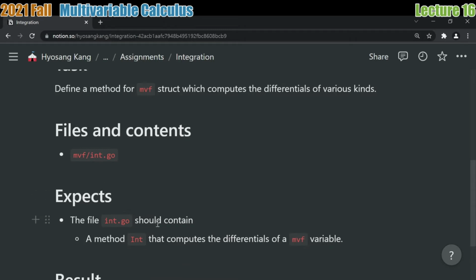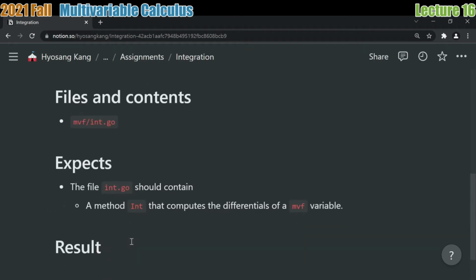And I'm expecting that you can define a method called int, representing integration. And of course, we are talking about the multivariable function. That's what MVF stands for. So you should be able to write the code that works for at least two variable functions. Okay, so we will get to it.